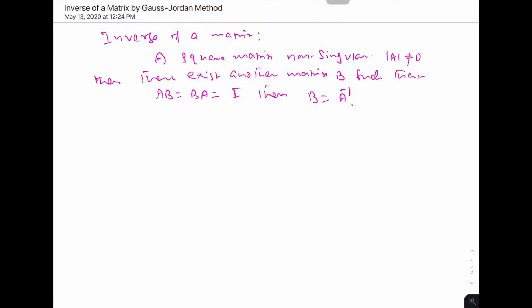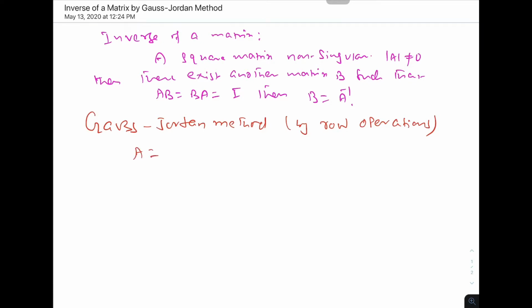Now here in 12th standard you have found the inverse by adjoint of a matrix, but here we shall find the inverse by using elementary transformation, and that method is known as Gauss-Jordan method. So inverse by using the Gauss-Jordan method, or you can say by row operation. Now here how to find out that.